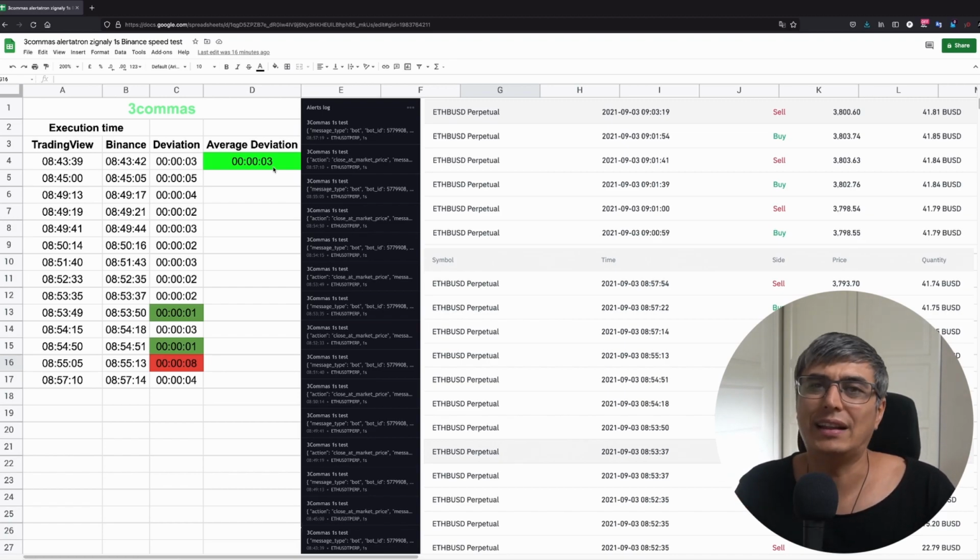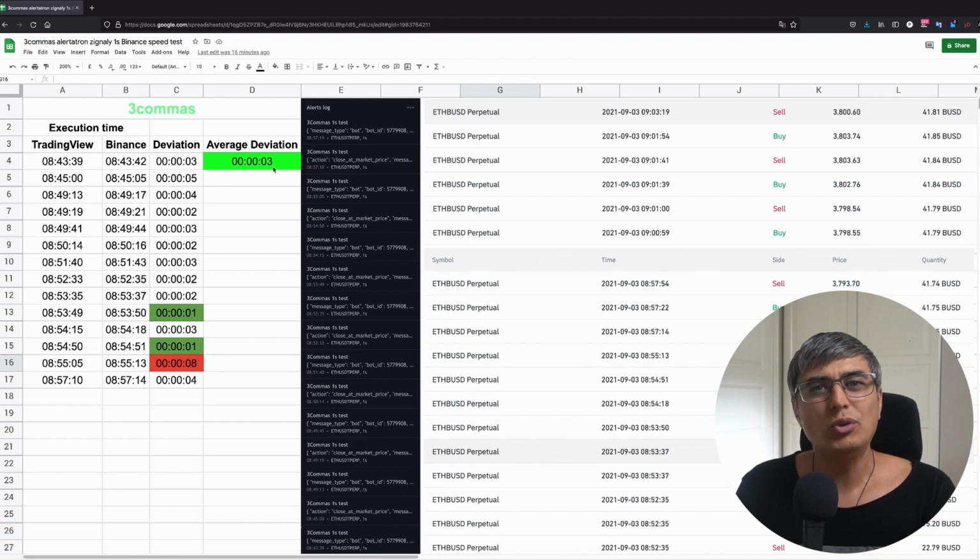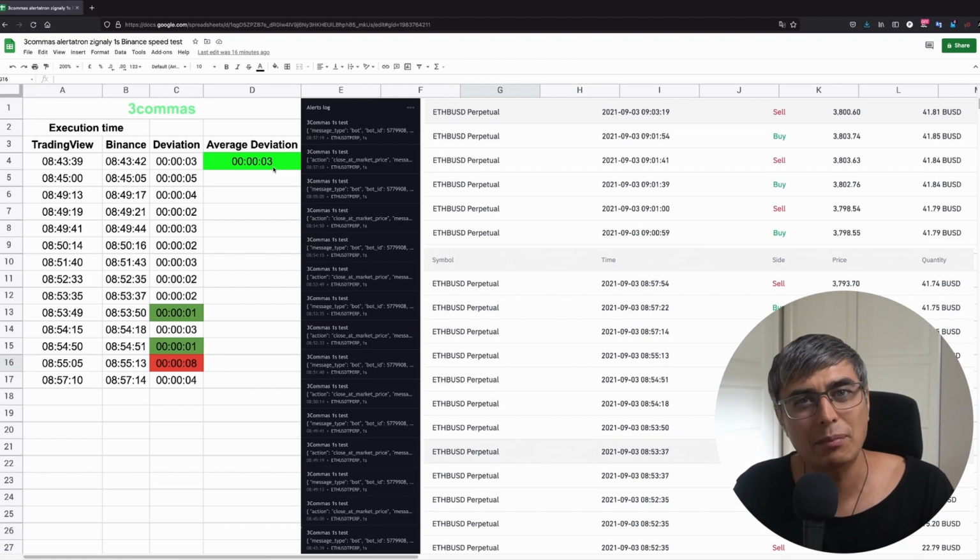And it's not only that actually. There is this flexibility that the Alertatron commands allow you to manipulate the order size, which for 3 commas, it's a little bit limiting because it's only for percentage or amount. And you cannot send or set take profits or stop losses within your alert, right? And this is a huge plus for Alertatron for who wants to use that capability.